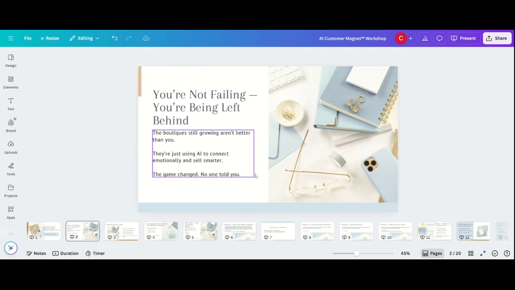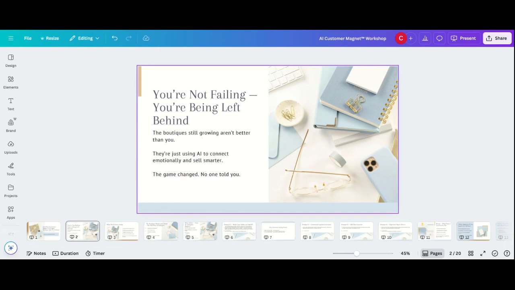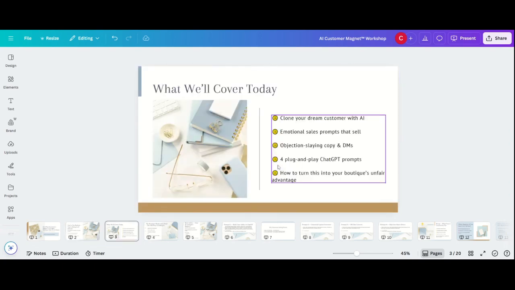AI's been around for probably a little over a year, but just in the last 5, 6 months, it's really gotten so much better. And there's so many cool things you can do with it. So what I'm going to do is start teaching AI things, and we're going to kind of flip everything on its head. So I'll show you how we're going to do that in this training. Today we're going to talk about how to clone your dream customer. And it's really cool. It kind of blew my mind when I first saw it. So you're going to be like, wow.